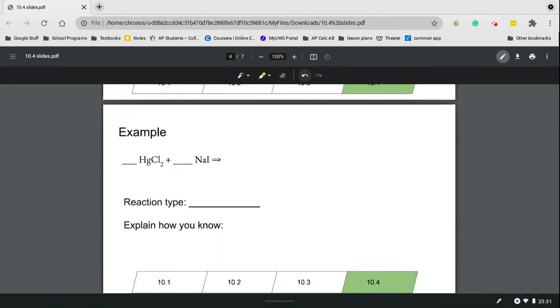And so here we have 2 compounds, each with 2 elements in the set. So that's going to be a double replacement. And so because this is little 2 here, we know that this is a Hg plus 2 and a chlorine minus 1, and Na plus I minus.